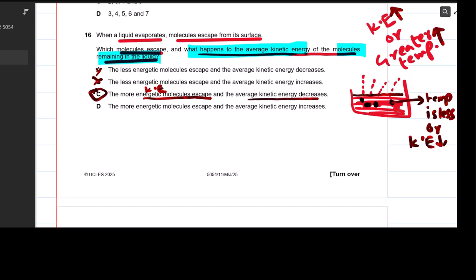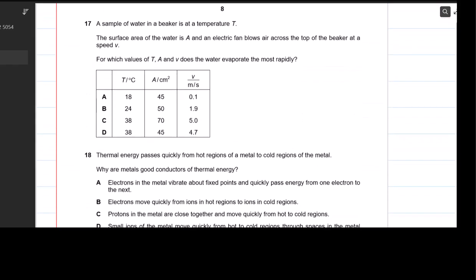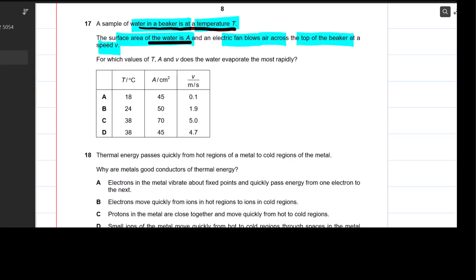Remaining molecules. So moving to question number 17. A sample of water in a beaker is at temperature T. The surface area of the water is A. And an electric fan blows air across the top of the beaker at speed V. For which values of T, A, and V does the water evaporate most rapidly?